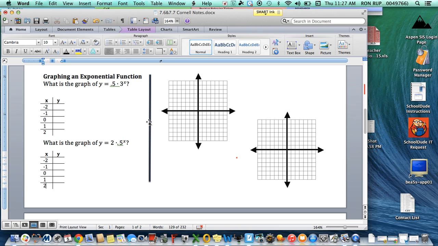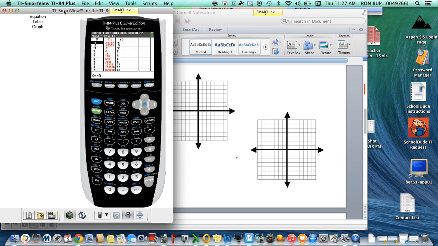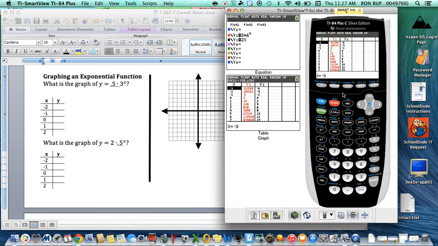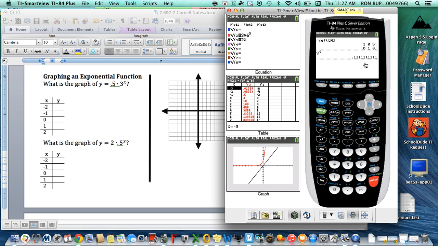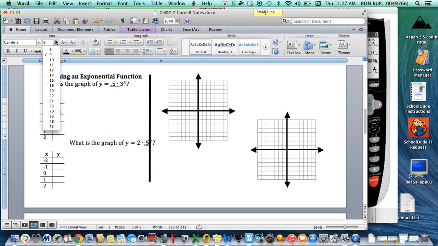And so if you do 3 to the negative 2, we pull up the calculator again. We'll just bring it over to the side here. 3 to the negative 2 is 0.11111. If we times that by 0.5, we get 0.055556. That as a fraction is 1 over 18.